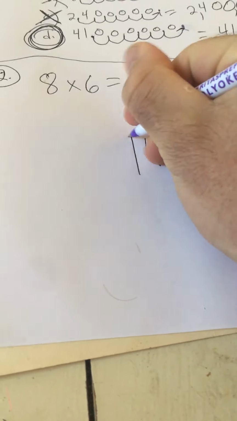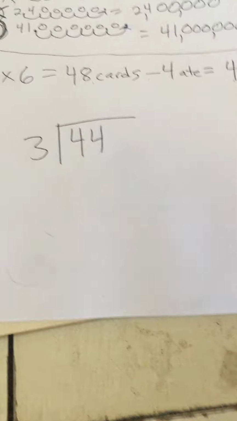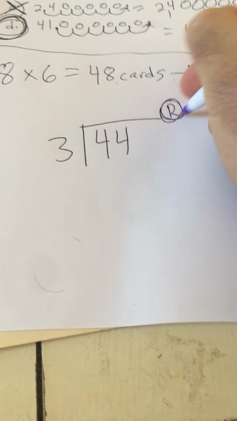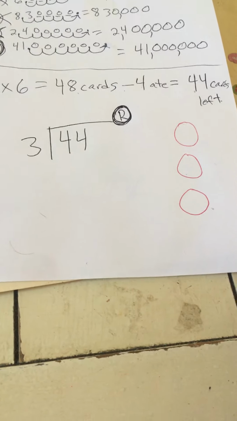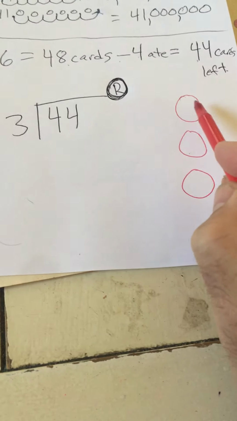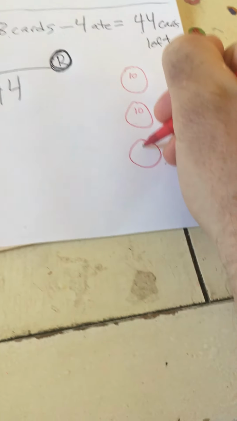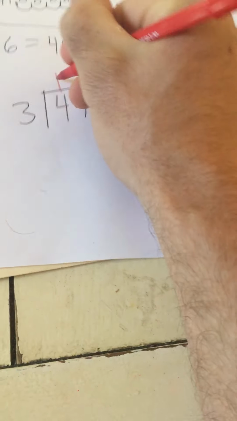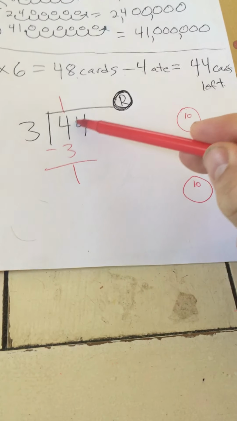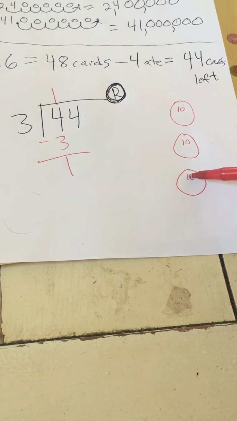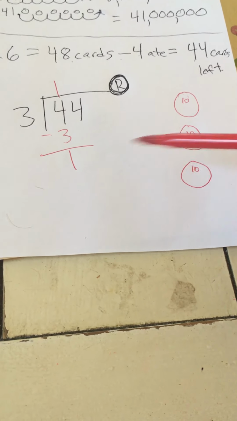So she has 3 friends, she has 44 cards, divided by 3 friends, and she is going to keep the remainder. So she had 44 cards, and she's breaking it into 3 equal groups for her friends. She's got 4 10s, so she can put 1 10 into each group. She can give each of them 10 cards. 1 times 3 is 3 10s, and she has 1 10 left, right? Because there were 40, and she only used 30 so far. She gave each of her friends 10, so there's 10 left.